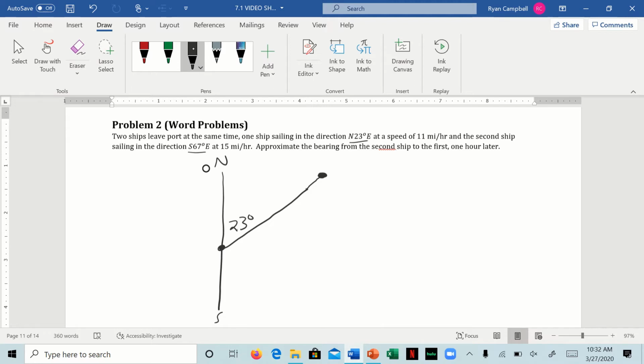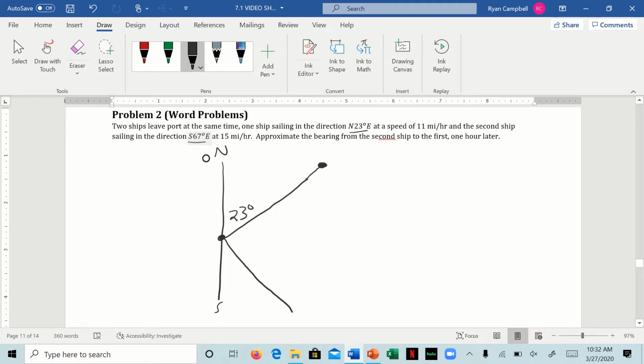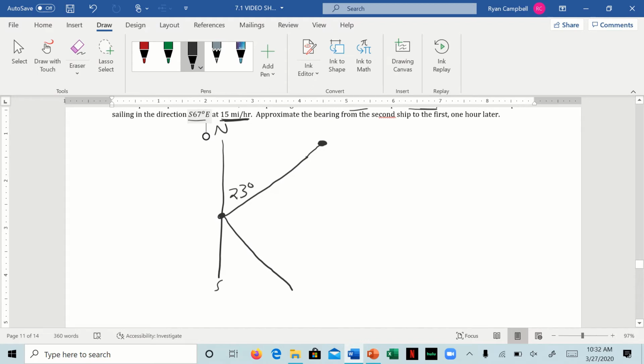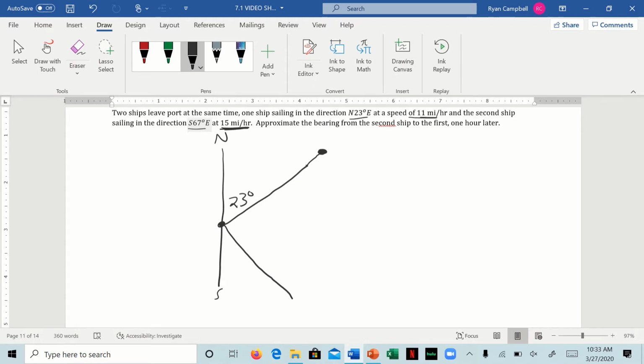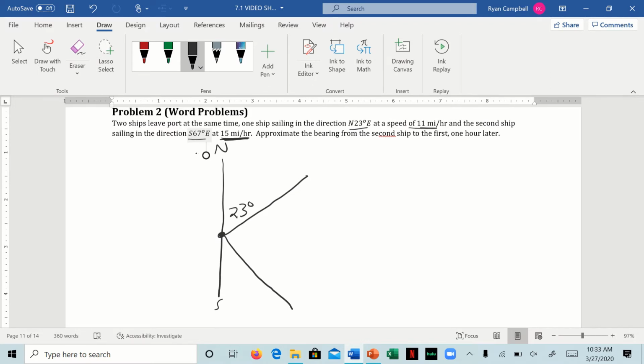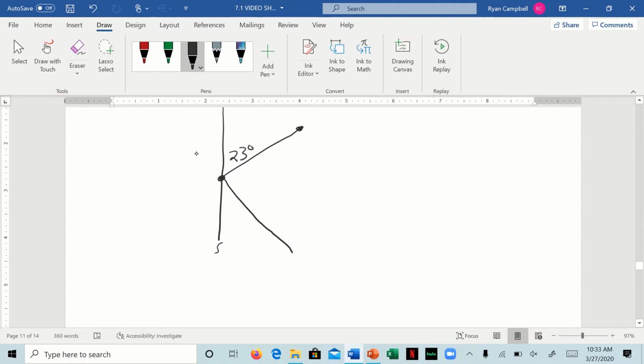All right, next, the next ship is going south 67 degrees east at 15 miles per hour. So first, which side should be longer? Well, this one's going faster than this ship, right? So it should be the case that this one ends up going further. For these problems, it might be good to do a little exaggeration. If one's supposed to be longer, just make it really long. It'll help when it comes to the direction.